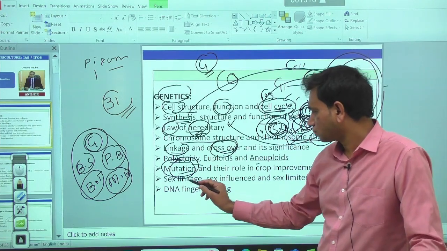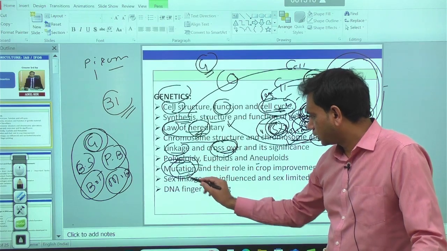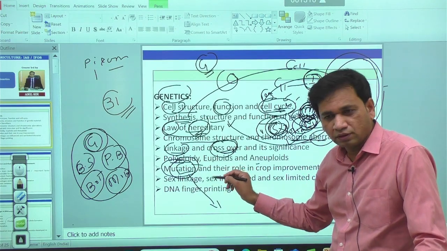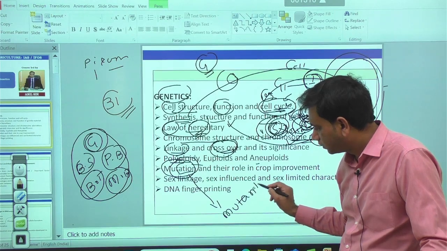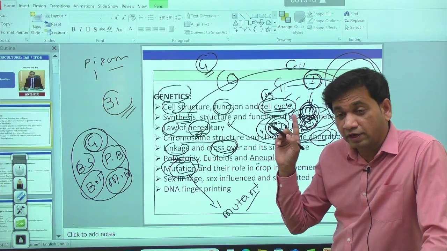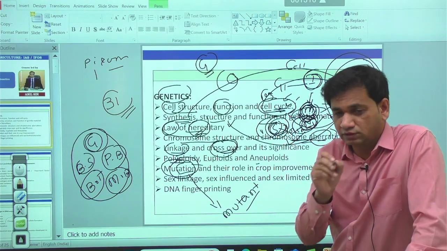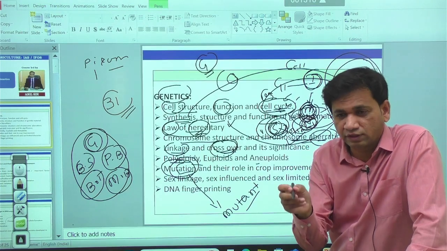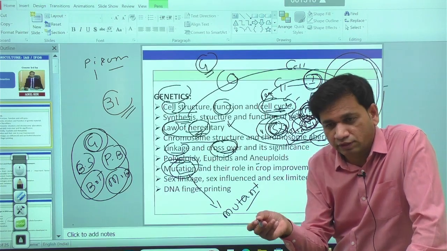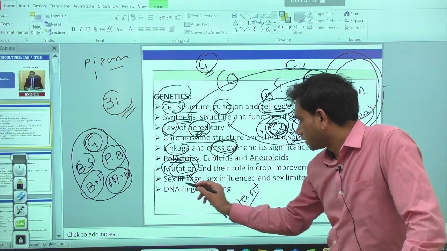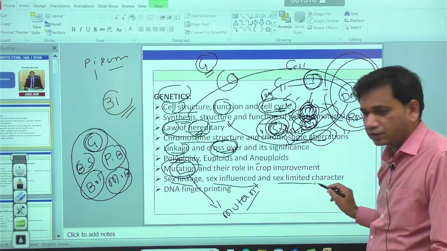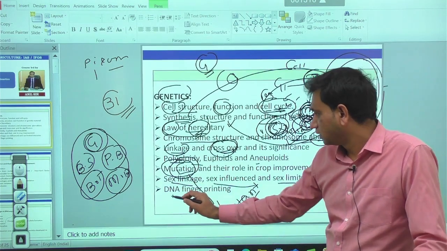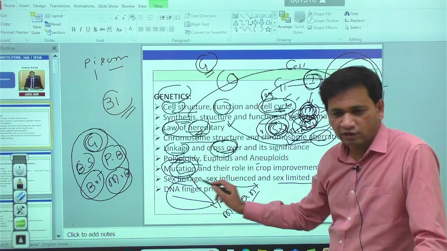Then according to the mutation, whatever variety we are developing, that variety is called a mutant variety. You remember in mutation breeding, we discussed some important mutant varieties, right? Then we have sex linkage, sex influenced characters, and sex limited characters. Then we have the 10 marks question, DNA fingerprinting.